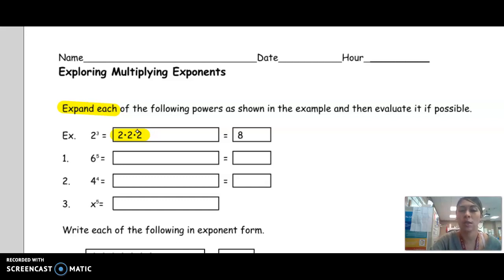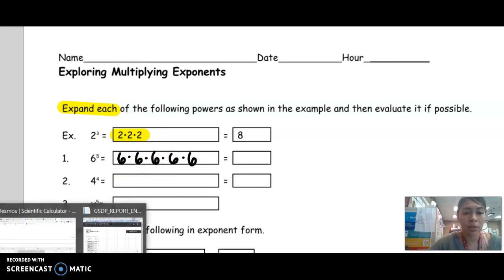So let's do one together. So the first one is 6 to the power of 5. So that means that 6 is going to be multiplied to itself 5 times. So I'm going to write that out. I'm going to write 6 times 6 times 6 times 6 times 6. And that should be 5 times.